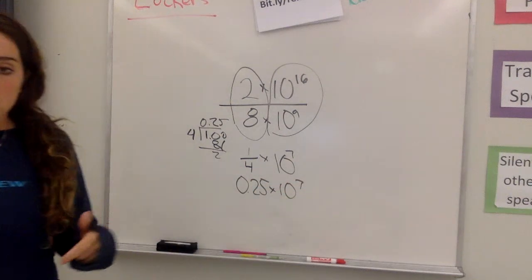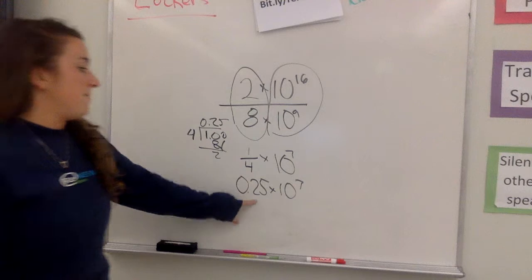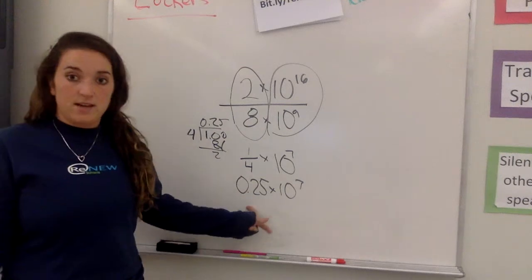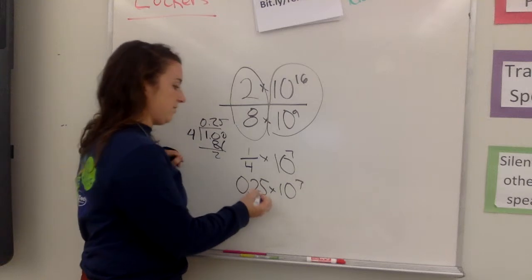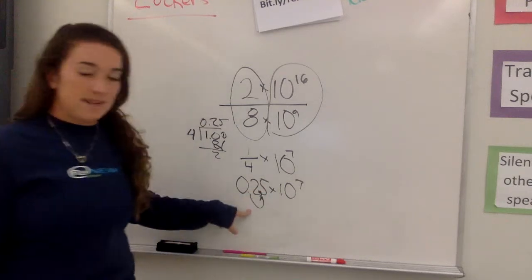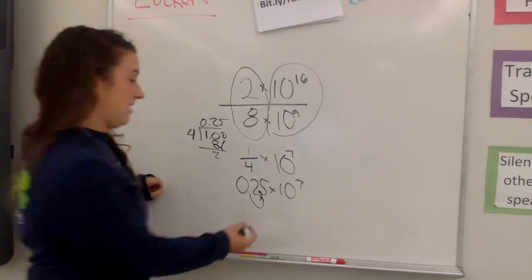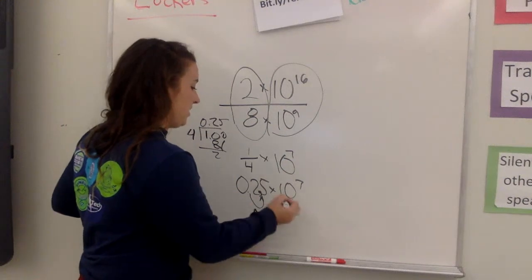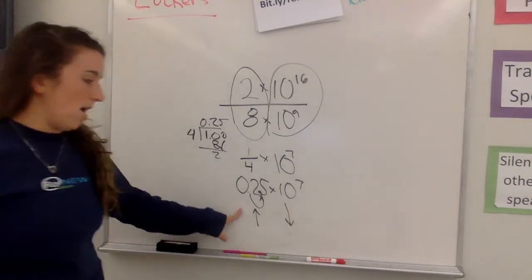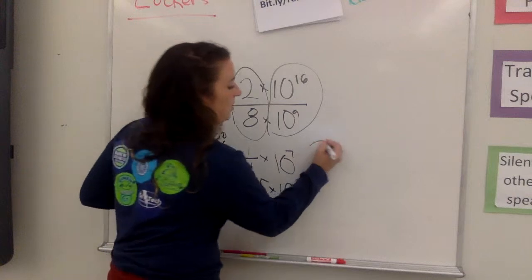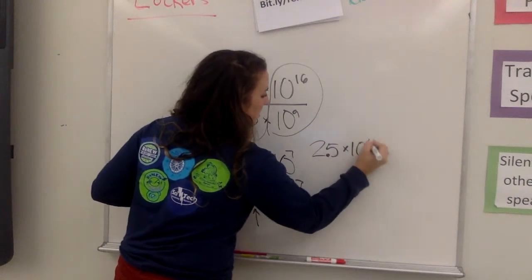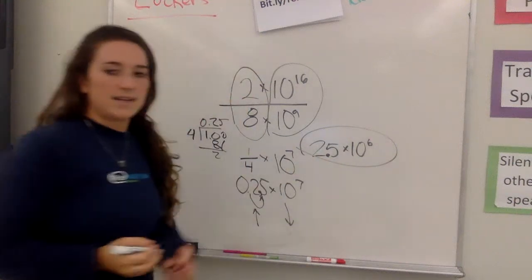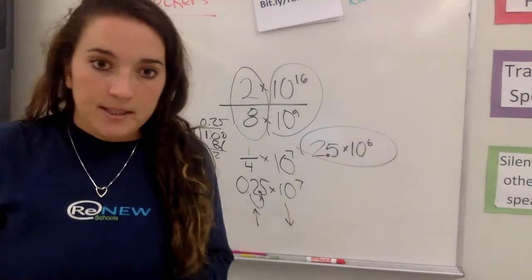Am I done now? No, I'm still not done because this number is not between 1 and 9. So I need to move this decimal between the 2 and the 5. Did this number get bigger or smaller? It got bigger, so we need to make this number smaller. So I'll end up with 2.5 times 10 to the 6th power as my final answer.